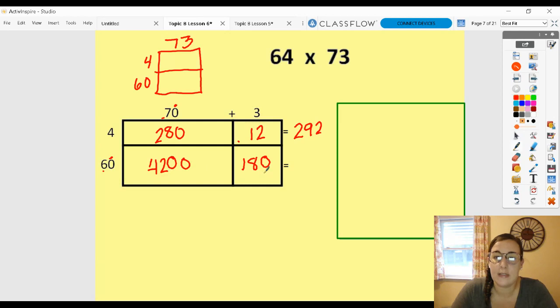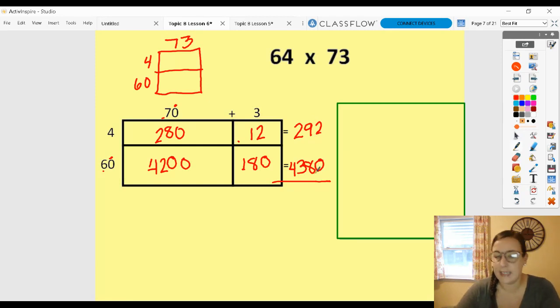So now I have to put these two together, which should be pretty easy. In the ones place, I have a 0. In the tens place, I have an 8 and a 0, so I have an 8. In my hundreds place, I have a 1 and a 2, giving me 3. And then in the thousands place, I have a 4.